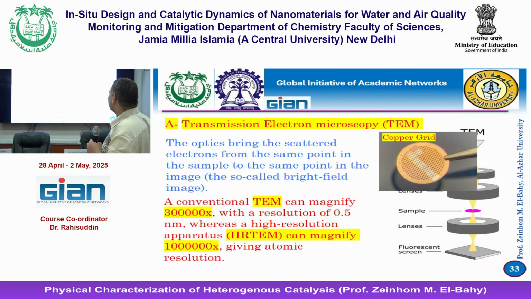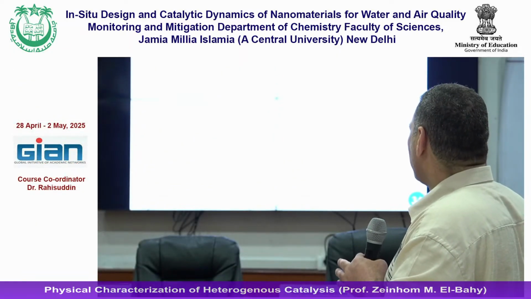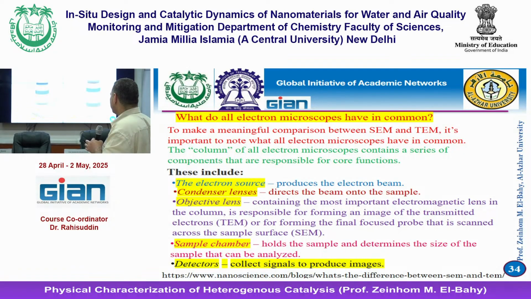I'll show you what the common parts in a microscope are. The first one is the electron source. The second one is the condenser lenses. Then the objective lenses, which are at the object, which is the sample. And the sample chamber, of course, which has the sample holder. And detectors. These are common. But you will see the difference here. Only this is the difference between SEM and TEM.